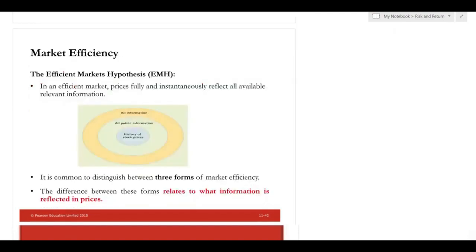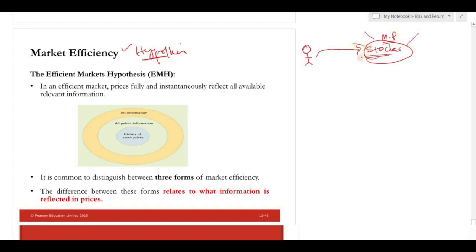Okay, the last topic is just the theory called the market efficiency hypothesis. Market efficiency hypothesis says that if you are an investor and you want to invest in stocks, then the market price at which that stock is trading has incorporated all the information. All the information is in the stock price, so you cannot outcompete the other investors, right? It means these investors have also incorporated this information.